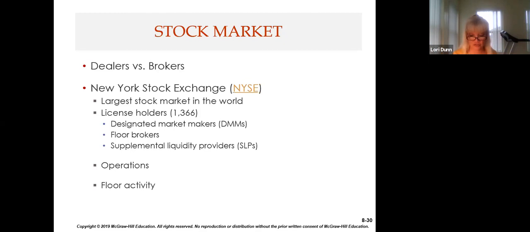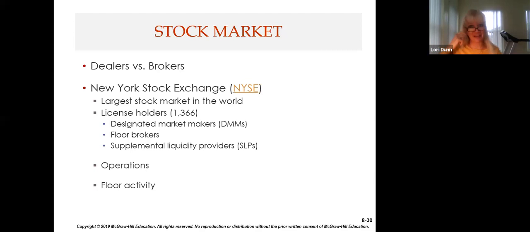The floor brokers are coming to the DMMs. Now, a lot of the DMMs' jobs are done electronically, or I should say the floor brokers' jobs are being done electronically, because the floor brokers are not allowed to run. So they walk very fast over to the DMM.